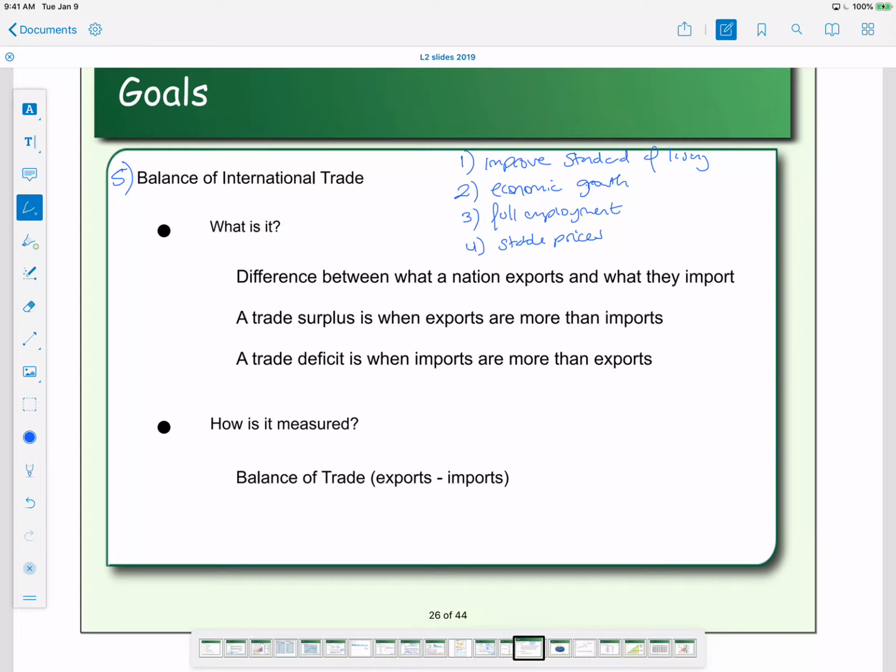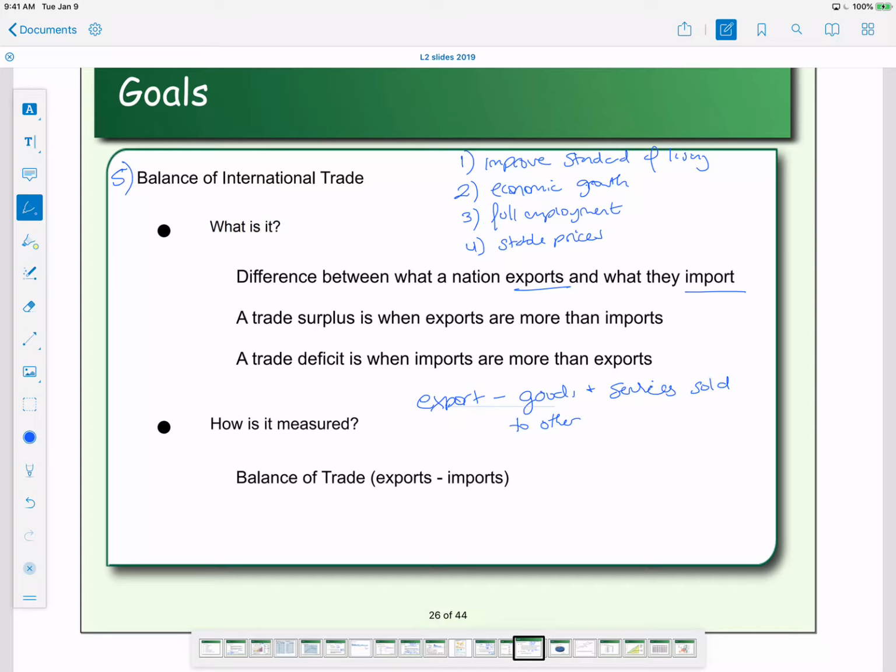So when we look at the balance of international trade, we are looking at the difference between what our country exports and what we import. Okay, so let's look first at what it means to export. Exports are the goods and services that are sold to other countries.